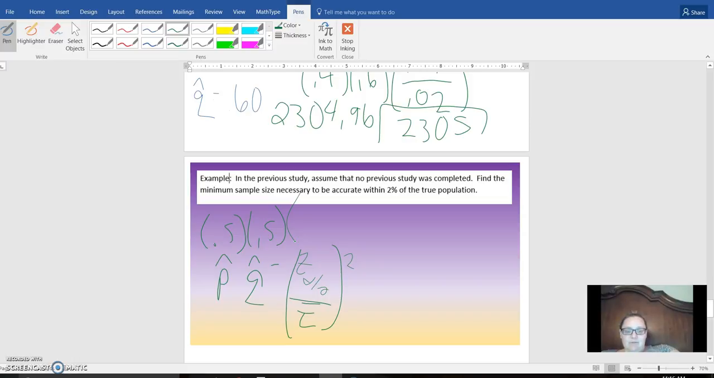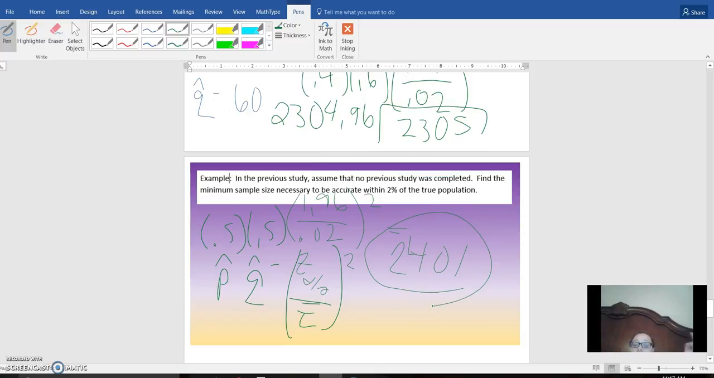All right, and then we still wanted 95%, so it's 1.96 over 0.02. I'm literally typing it in exactly like that. Parentheses 0.5, close it, open it. Parentheses 0.5, close it. Parentheses 1.96 divided by 0.02 squared. Okay, so we get 2401. It was exactly that, that's kind of weird.